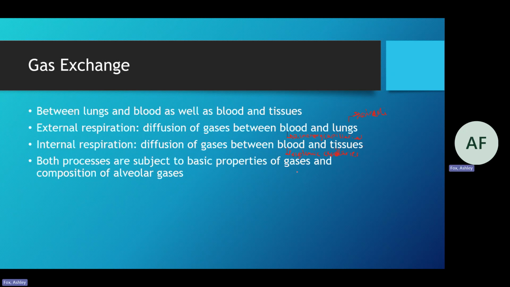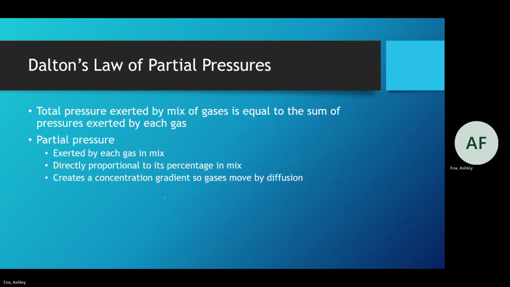So we're going to talk about these. This is going to depend on the properties of gases and how they're dissolved in blood and how much of the gases are available. So we're going to talk about that next. We talked about Boyle's law. Now we're going to talk about Dalton's law, and that's law of partial pressures. What does that mean? Well, when we have room air, we have a mix of gases. You're not just breathing in oxygen and breathing out carbon dioxide.